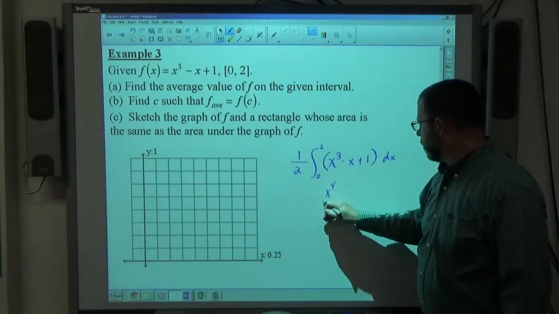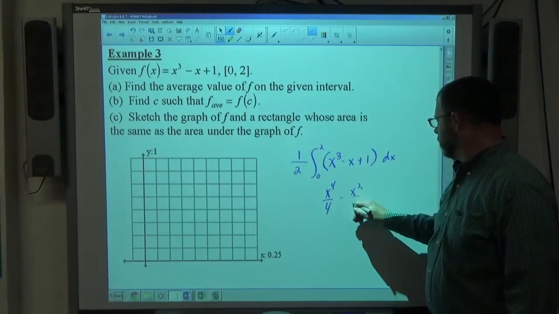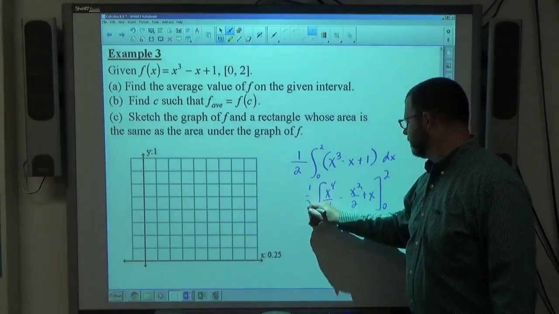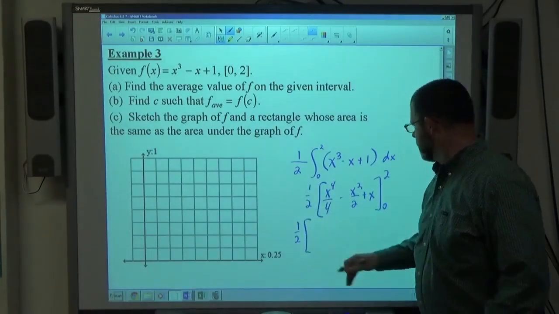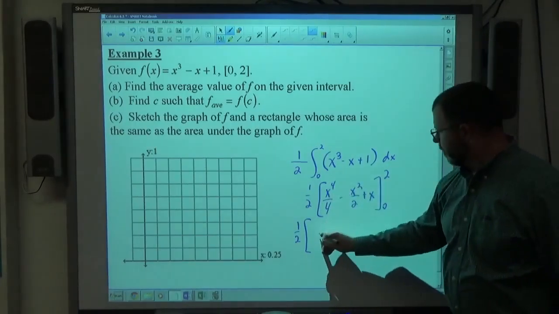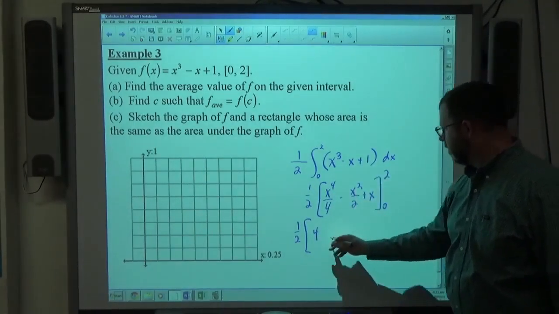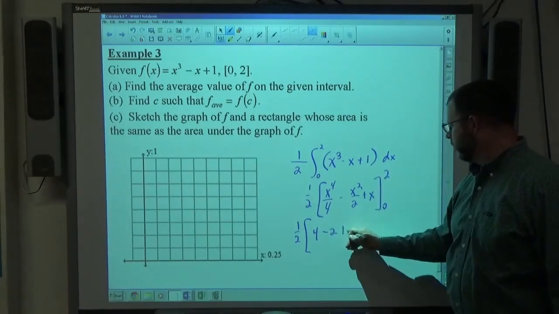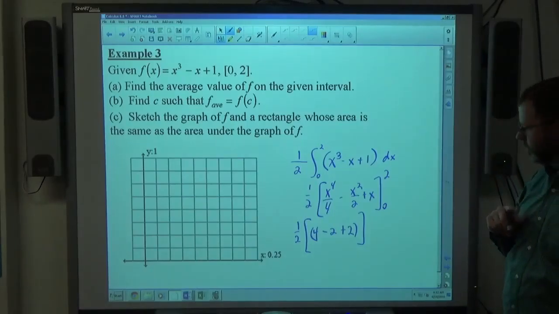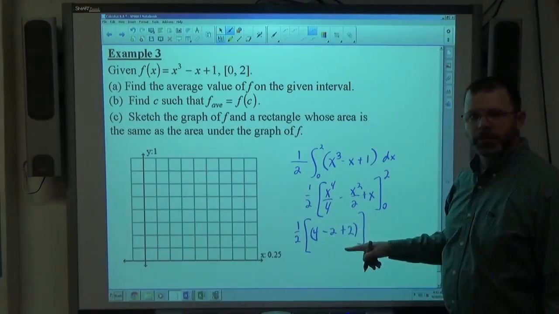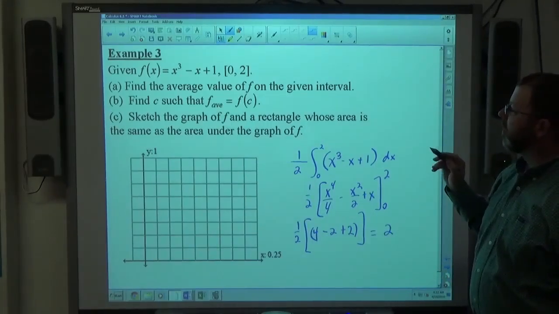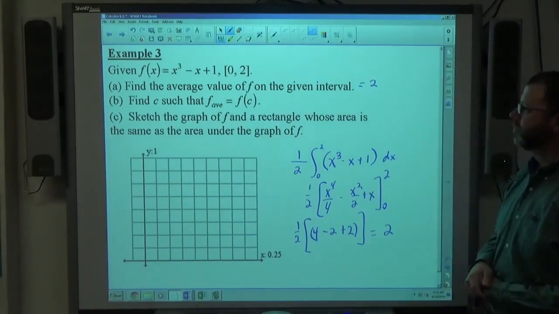It's going to be x to the 4th over 4 minus x squared over 2 plus x from 0 to 2 multiplied by a half. So if I put 2 in, I'm going to get 16 over 4 is 4. 4 divided by 2 is 2. And then plus 2. If I put 0 in, I'm going to get a bunch of zeros, so minus 0. 4 minus 2 plus 2 is 4 times a half equals 2. So for part A, the average value of the function is 2.